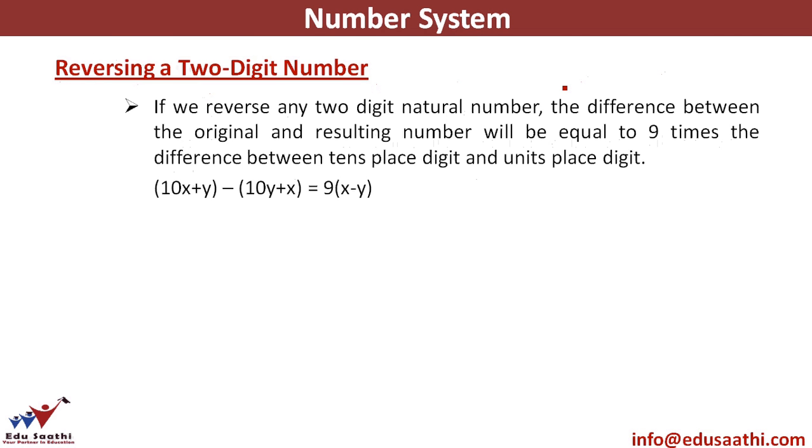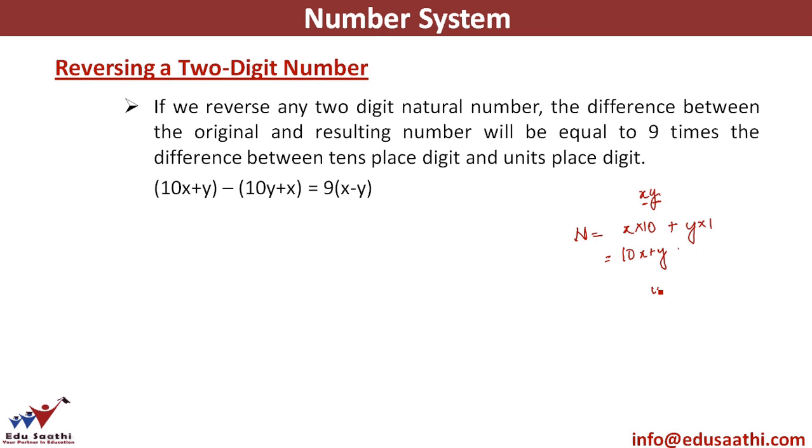Reversing a 2-digit number. If we reverse a 2-digit natural number, the difference between the original and the resulting number will be equal to 9 times the difference between the tens place digit and the units place digit. So whenever you have to write a number xy, the number is always written as the digit into its place value. So this is 1's place digit, this is 10's place digit. I will always write the digit, what I have, into the place value. So the number is always written as 10x plus y.